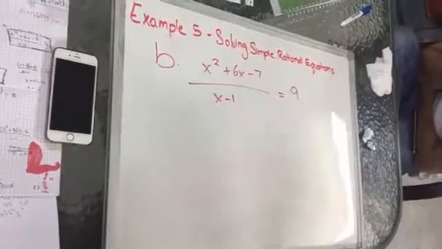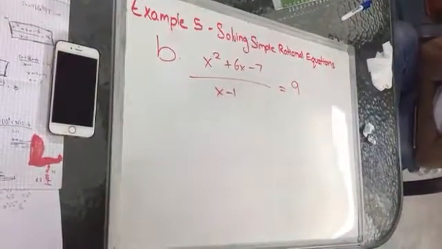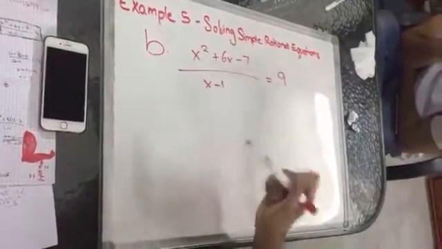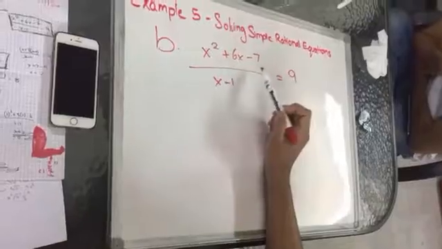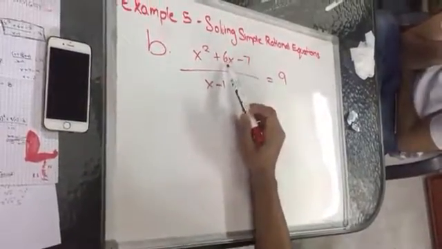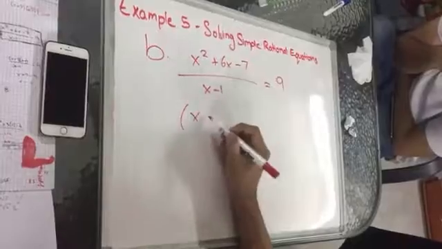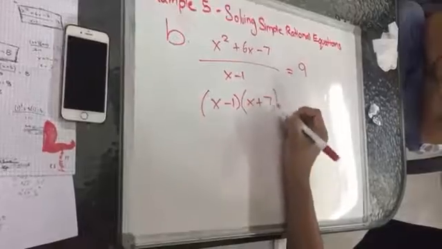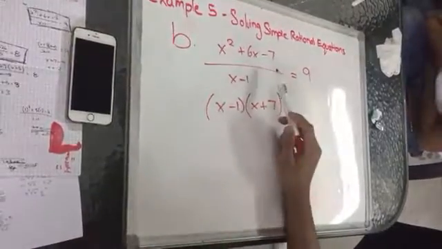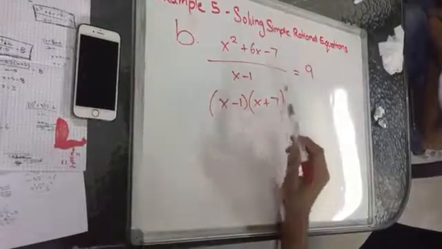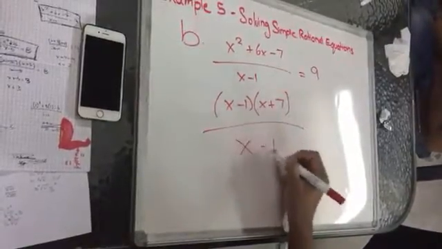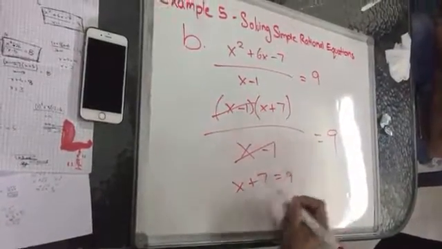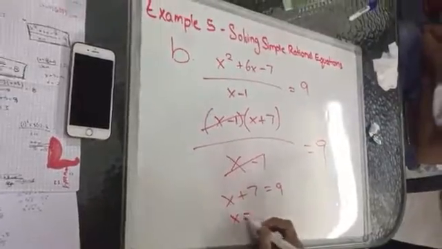Now for example B, we have x squared plus 6x minus 7 over x minus 1 equals 9. So first we have to factorize this. We have to find the numbers that give us the product of this and the sum of this. So those factors are x minus 1 and x plus 7. 7 multiplied by negative 1 is negative 7. Negative 1 plus 7 is positive 6, over x minus 1. Cancel both of them. It's going to give us x plus 7 equals 9. Simply take this to the other side. It's going to give us x equals 2.